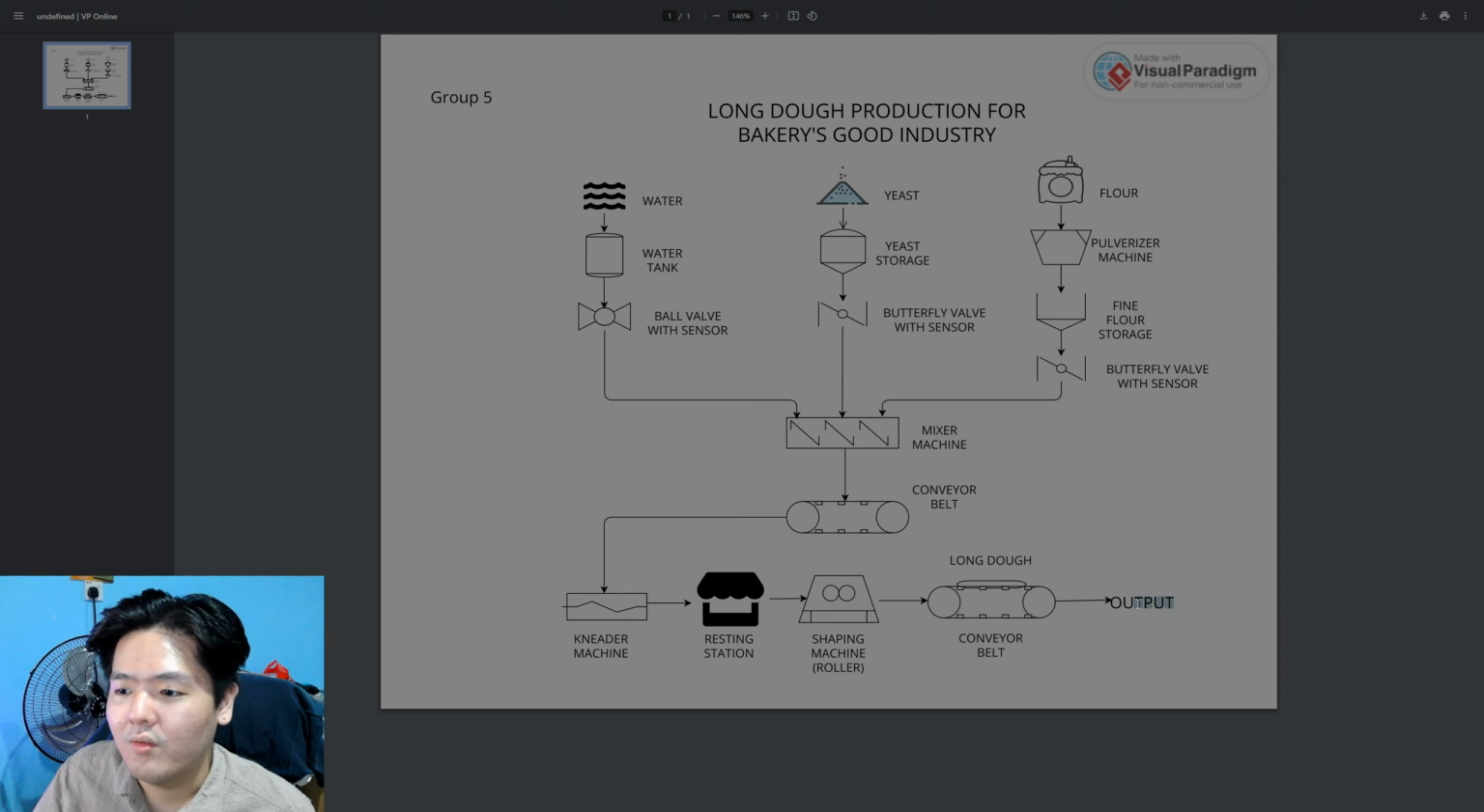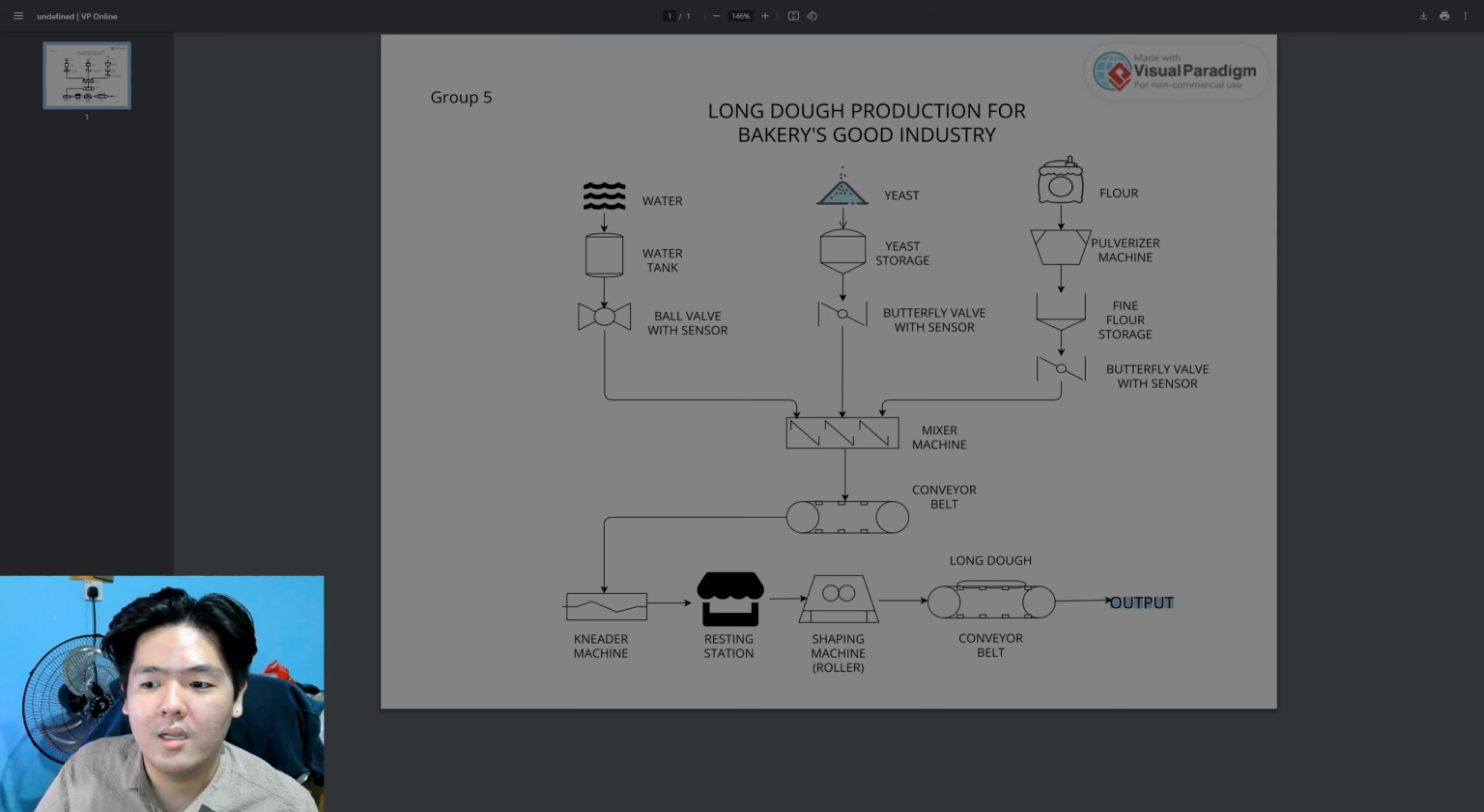Let me clarify the output. After making the shape of a long dough, the output is where the baking process introduces itself. The output is basically production of baking and then packaging it and then distributing it for business purposes or the demands of clients.